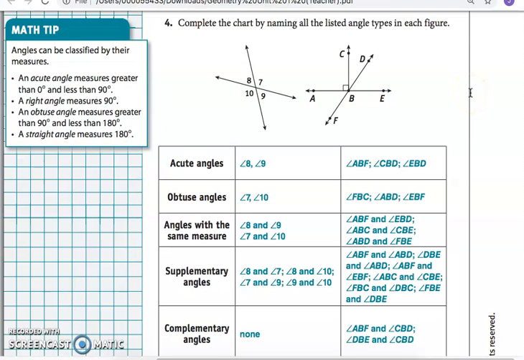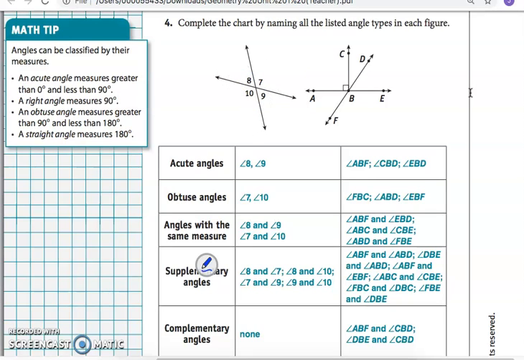So for the numbered figure, the only acute angles that we have are angle 8 and angle 9. Those are both acute because they're less than 90. For the numbered figure, the obtuse angles are angle 7 and angle 10. They're both bigger than 90. Now, angles that have the same measure.